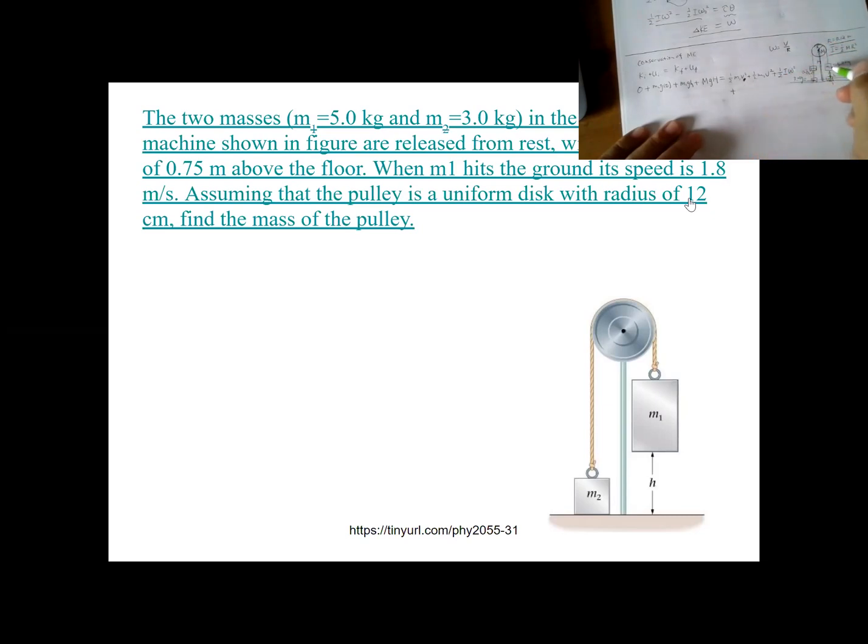Plus the potential energy of the three objects. So m2g now should be h above the ground level, plus m1 should be 0, because m1 is now at the ground level, plus the disk M g capital H. As I mentioned, that would cancel out, so it doesn't matter really.